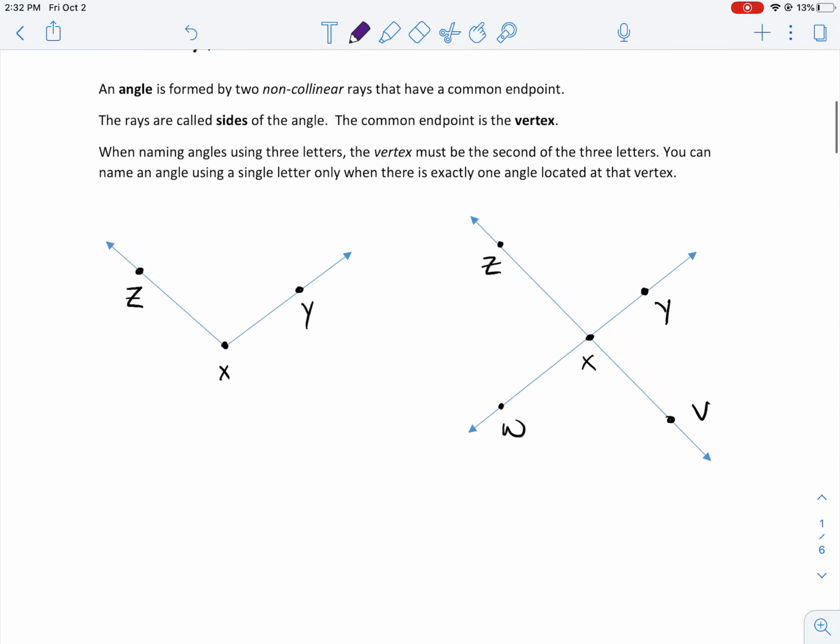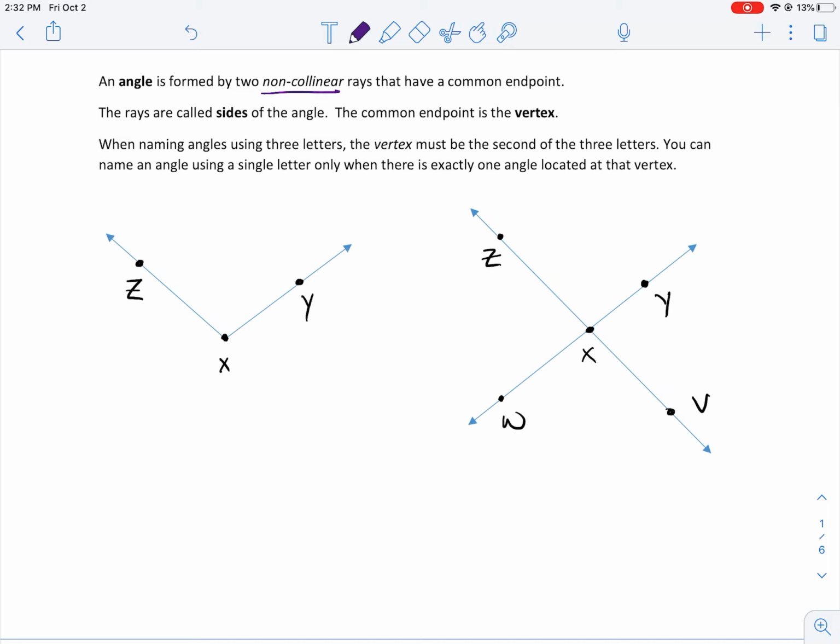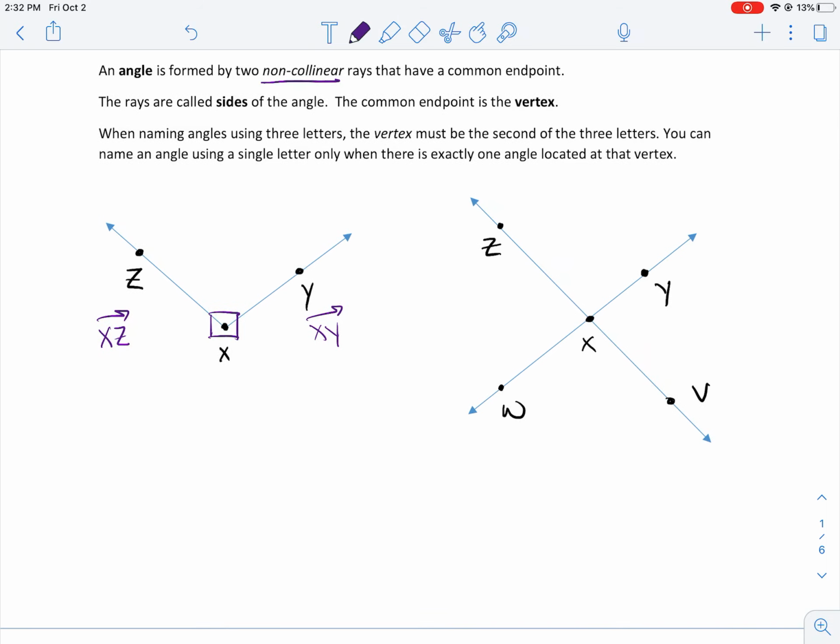An angle. So an angle is formed by two non-collinear rays that have a common endpoint. The rays are called sides of the angle, and the common endpoint is the vertex, okay? So here is our vertex for this first one, all right? Our sides are XZ with the ray symbol, and then over here it's XY with the ray symbol, okay? So our sides are XZ and XY, and our vertex is X. So when naming angles using 3 letters, the vertex must be the second of the 3 letters. You can name an angle using a single letter only when there is exactly one angle located at the vertex.